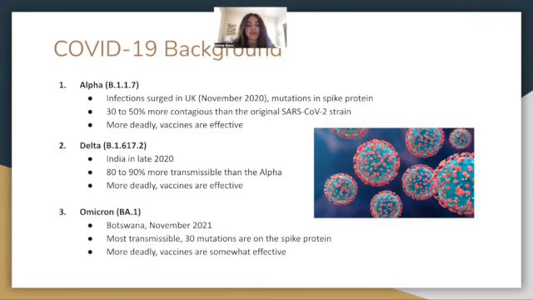This variant was 30 to 50% more contagious than the original SARS-CoV-2 strain. Next, Delta was discovered in India during late 2020. It is almost 80 to 90% more transmissible than Alpha and more deadly. Lastly, Omicron emerged in Botswana during November 2021. This variant is characterized by more than 30 mutations in the spike protein. Clearly, over time, the SARS-CoV-2 virus has evolved to become more contagious and deadly.